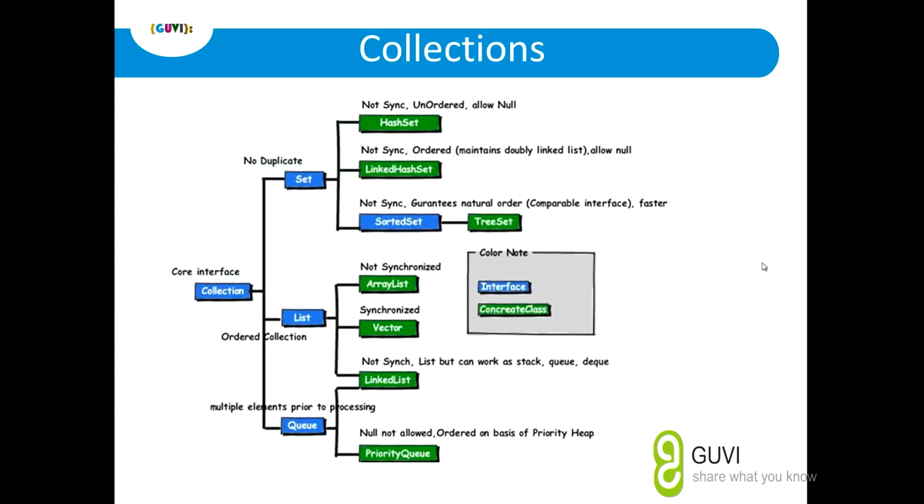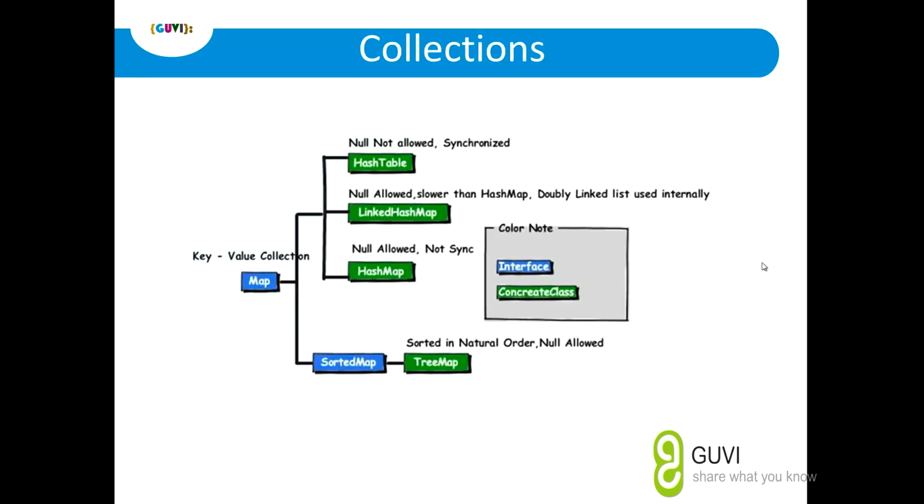If you look at this representation of collections, the green color coded collections are the actual concrete classes that are implemented, and the blue color coded collections are only the interfaces. Synchronization means only one thread can access the collection at a time. Non-synchronization is just the opposite. Multiple threads can access the collection at the same time.